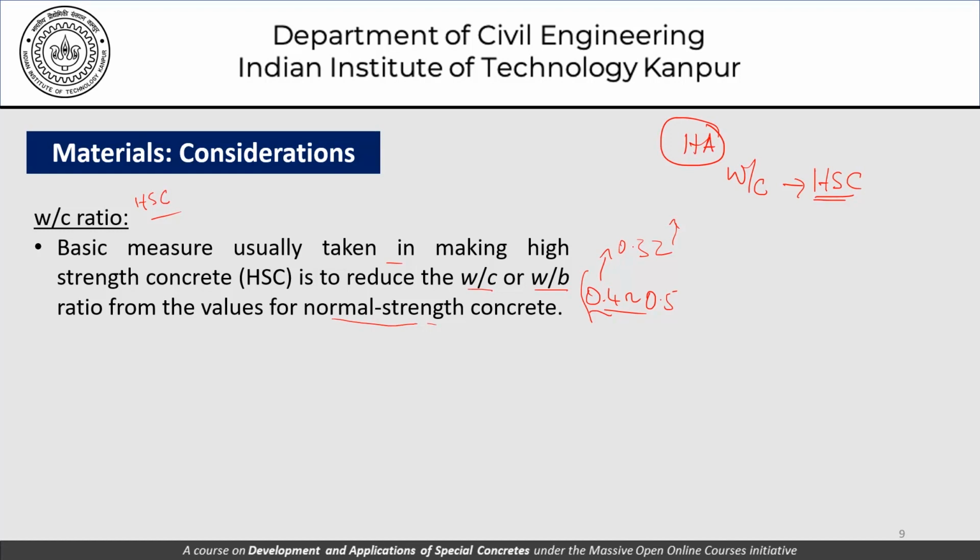I must point out another thing here, that when it comes to using lower water cement ratios or lower water binder ratios, where binder is defined as the cement plus whatever mineral admixtures you are using, one thing in this context about high strength concrete is to achieve high strength or a higher value of strength in the laboratory. The other thing is to achieve that strength in the field.